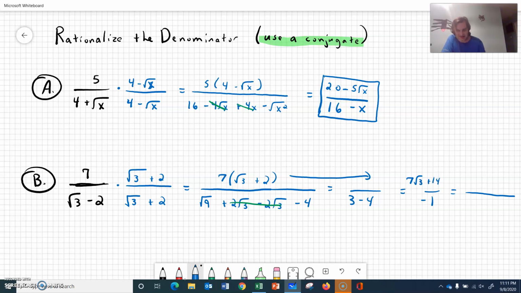And to save myself a little bit of work, remember the bottom of this was negative 1. So after we multiplied the top and bottom, we ended up with 7 square roots of 3 plus 14 all over negative 1. Well, we can divide by that negative 1 and just get rid of the denominator. So it'll be negative 7 square root of 3 minus 14. Okay. And then in this case, we did make things a lot better because we don't even have a denominator now. That's kind of a special one, though. All right. Thank you.